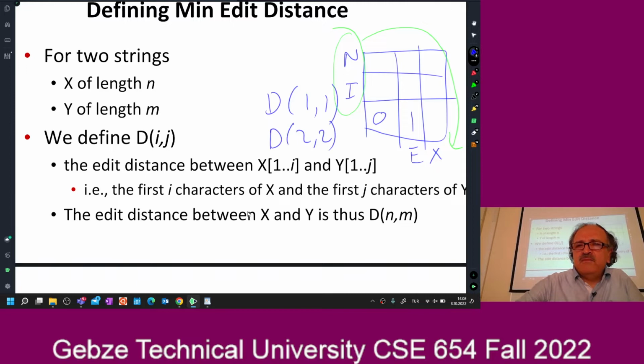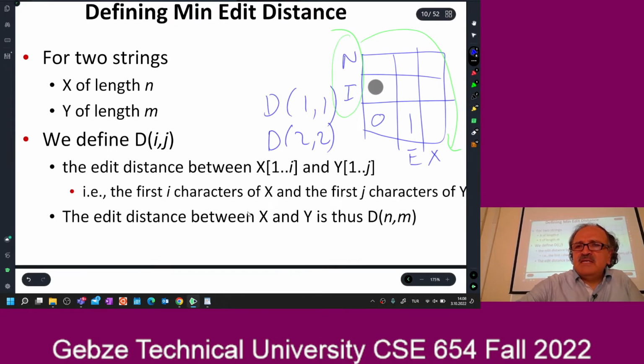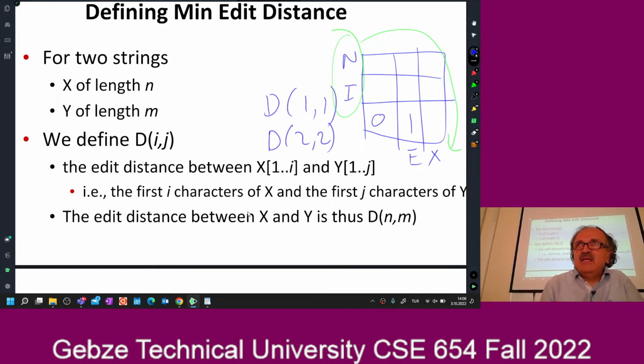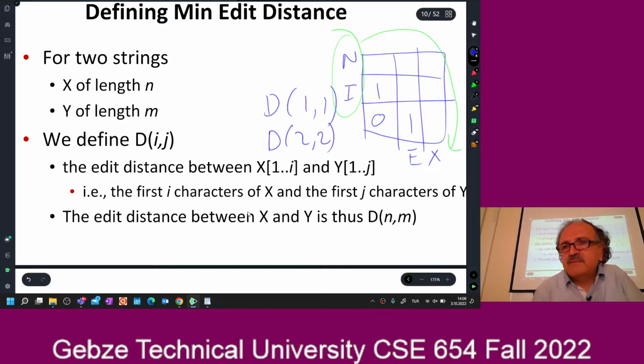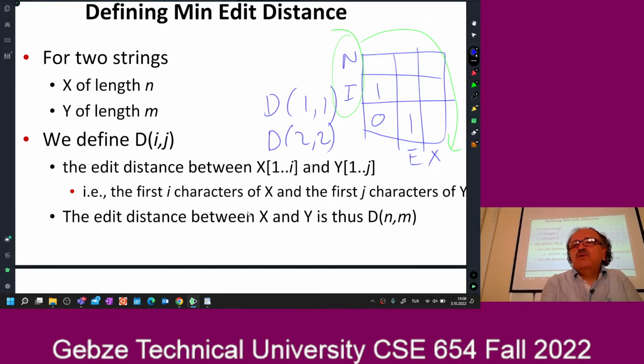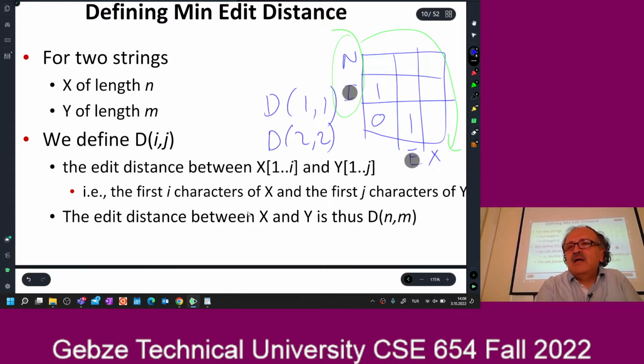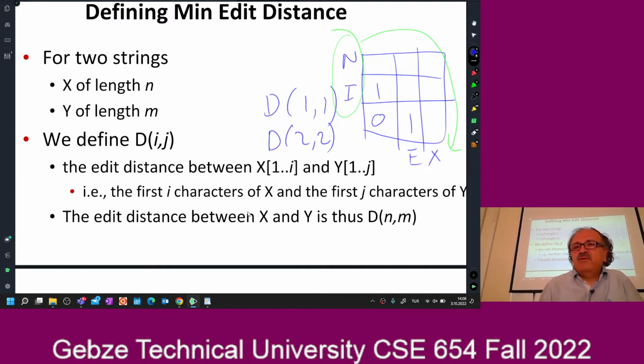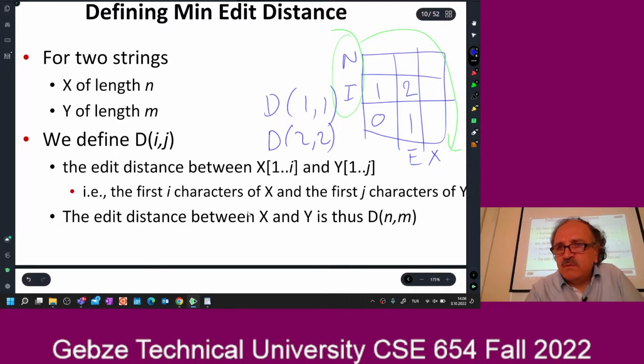Okay. What is this? This is the edit distance between the string I and the null string. So how do you convert I to a null string? I just delete it. That's the cost of it, right? 1. How do you find the edit distance between I and E? How do I convert I to E? Okay. I would delete I and insert E, right? So 2. This is 2.